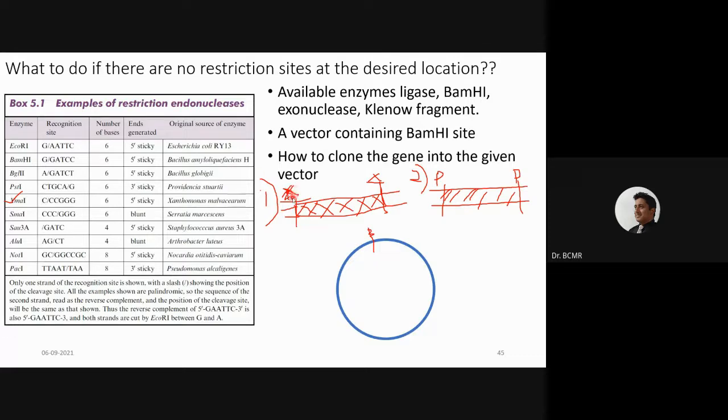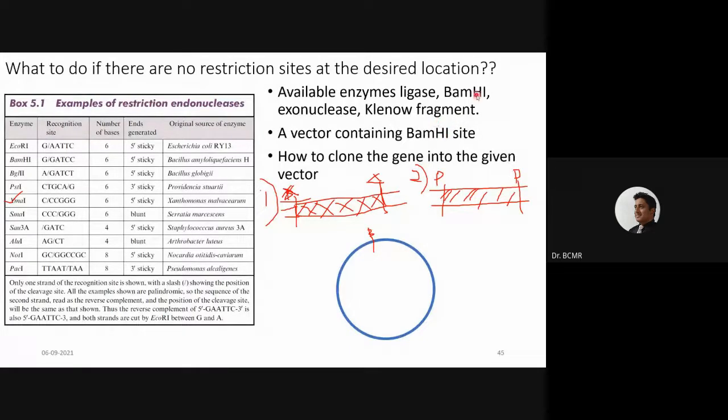Okay, these XmaI and BamHI are generating 5' overhangs. So we could actually fill up the gap using Klenow fragment. Anybody knows what is Klenow fragment? That fragment of the DNA polymerase which is responsible for polymerization. Yes, the exonuclease subunits are usually deleted, and the remaining part is Klenow fragment.